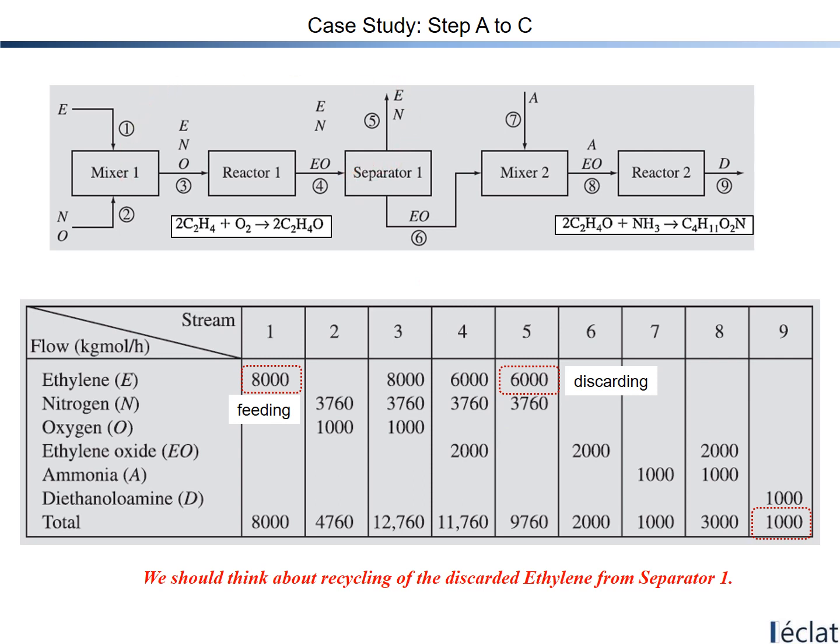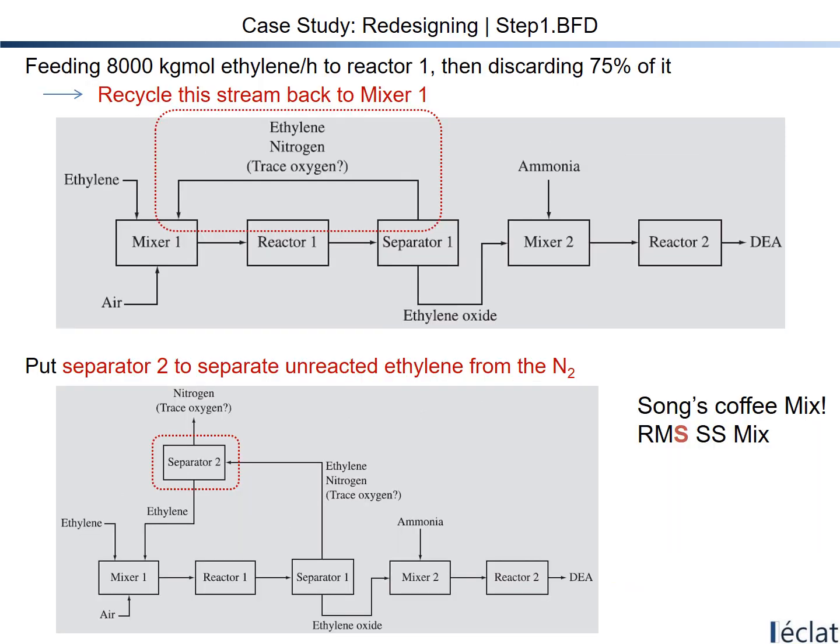So it's time to redesign our processes. So again, it's time for redesigning by using the recyclers. So in this recycle stream, about 6000 kilogram mole per hour of ethylene is fed back to mixer 1. Maybe with ethylene you could have nitrogen plus trace oxygen into mixer 1.